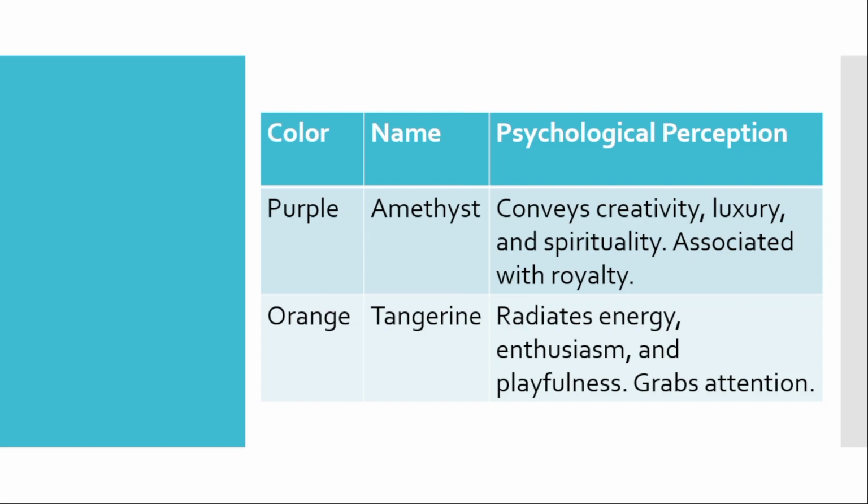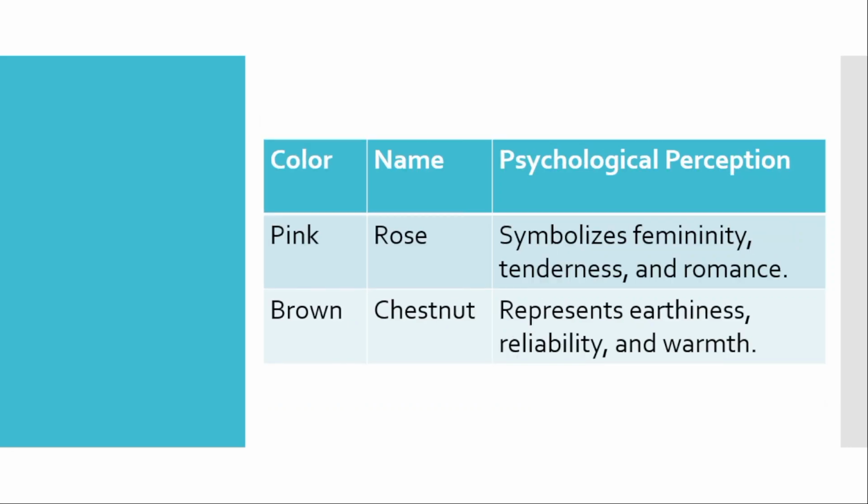Orange, the next one, the psychological name is tangerine, and this radiates energy, enthusiasm, and playfulness, and it also grabs attention just as yellow. The next one is pink. The name is rose. It symbolizes femininity, tenderness, and romance. We all know the rose flower, a lot of things. We know this color, we know pink, and we know what it stands for.